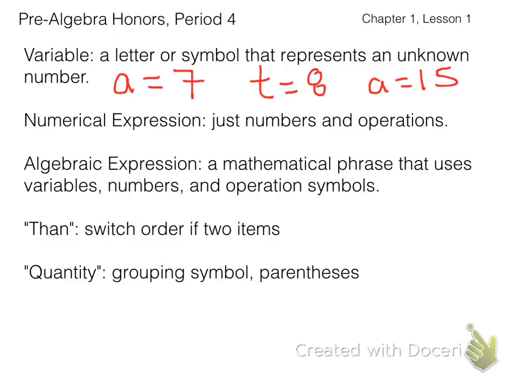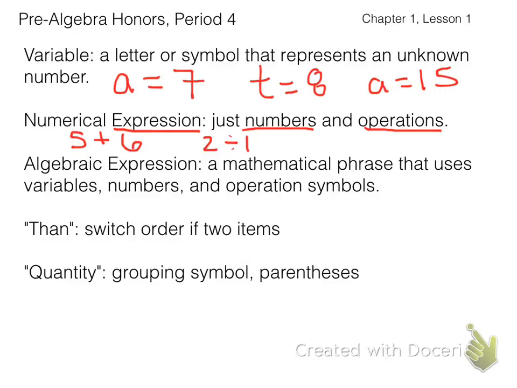A numerical expression is something that does not have an equal sign. Expression means it doesn't have an equal sign. A numerical expression, though, means it has just numbers and an operation. So 5 plus 6 is a numerical expression. 2 divided by 1 is a numerical expression, and so on.